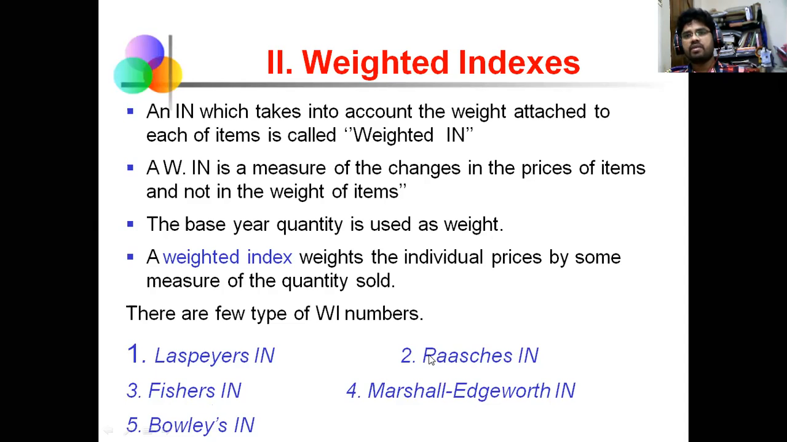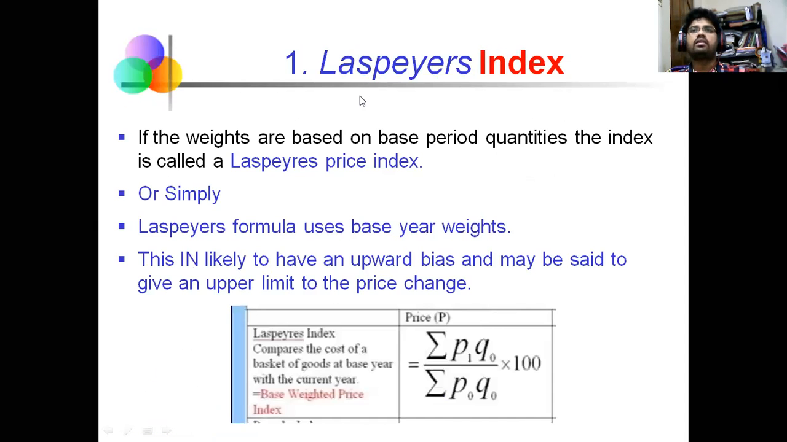Then discuss one by one. Laspeyer index. If the weights are based on the base period quantities, that is, whatever weight we consider is based on the base year quantity, that is called previous year quantity, the index is called the Laspeyer index number. Or simply we can say that the Laspeyer formula uses base year weights.